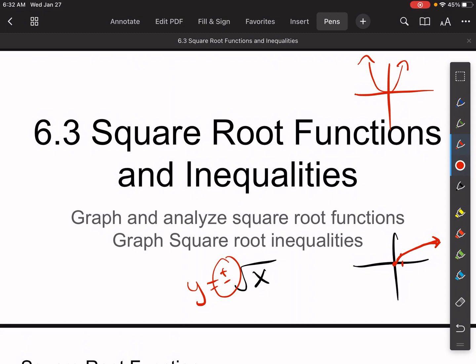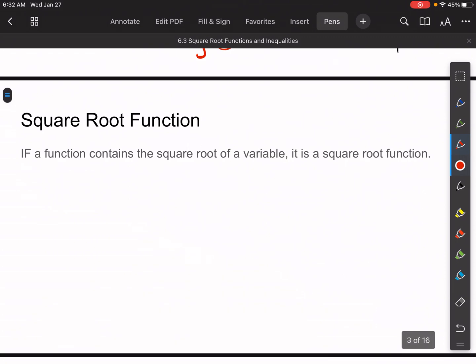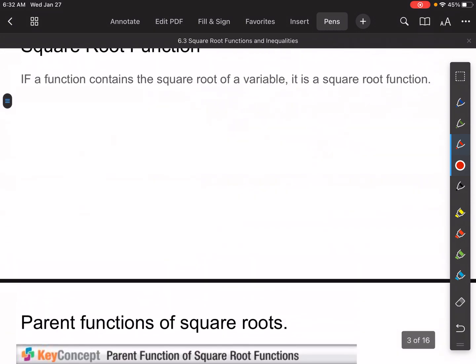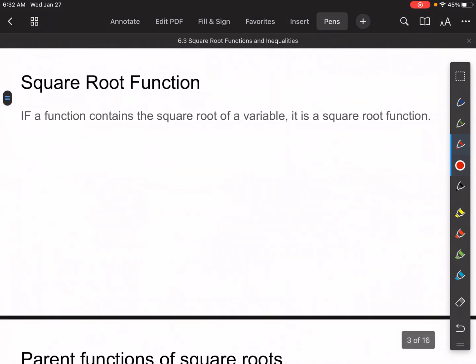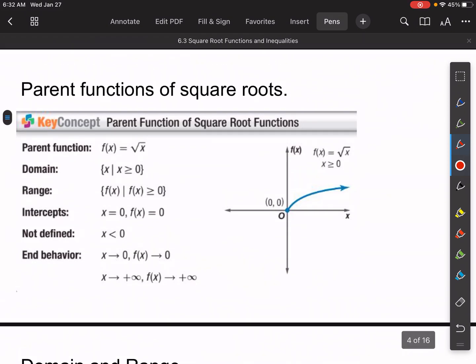Now, the method that I would prefer to teach you here is, let's start with this idea, and then let's use our transformations, which we've studied and which you did a lot with in your art projects already. If a function contains the square root of a variable, it is a square root function. Easy enough. Does that even need to be said? I don't know. But parent functions of square root functions: this is f of x equals the square root of x. This is the parent function. This is what it looks like.